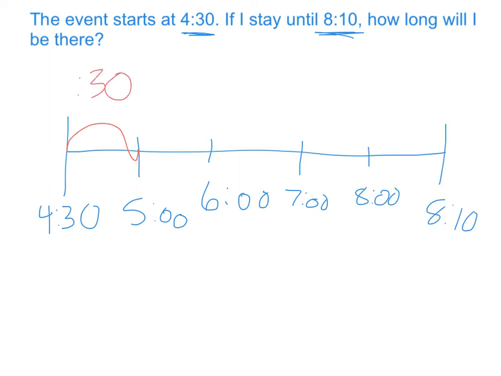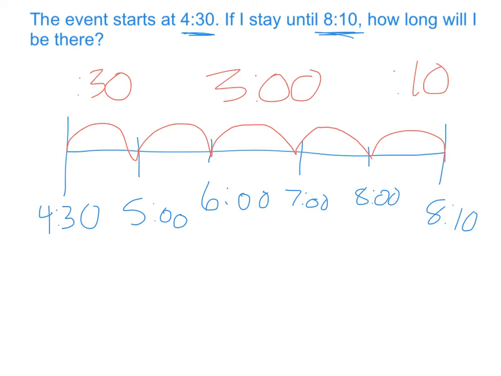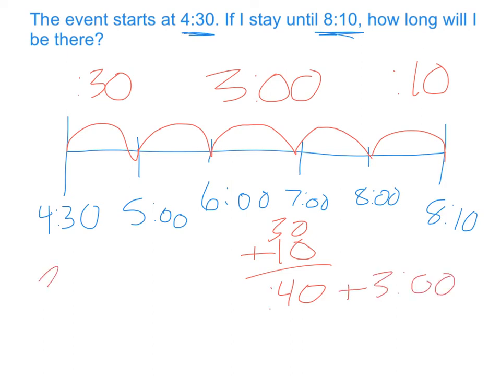Now we have a bunch of jumps on my hour. So I have 1, 2, 3 hours. And then from 8 to 8:10, that's the simple one. That's 10 minutes. So now, like I said, I like to add up my minutes first. 30 minutes plus 10 minutes will give me 40. And then I add that to my 3 hours. So that gives me 3 hours and 40 minutes at my event.